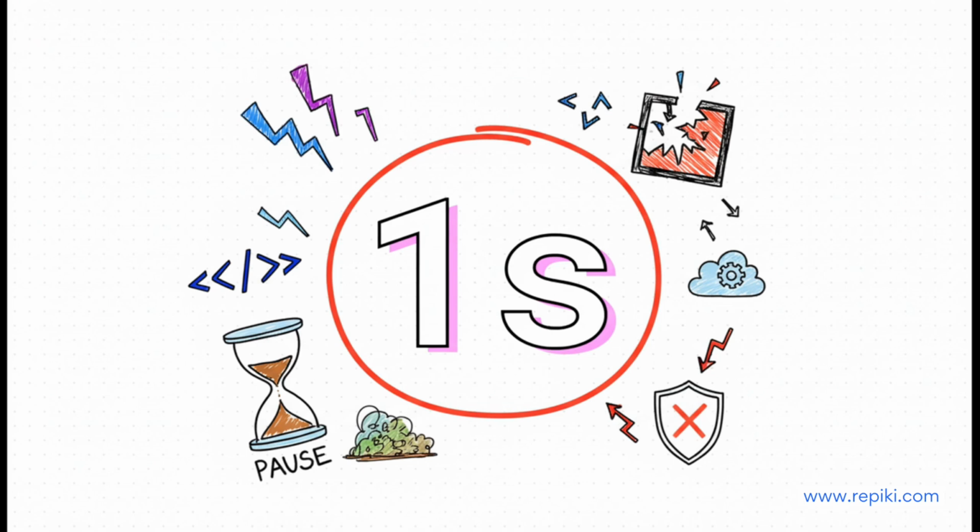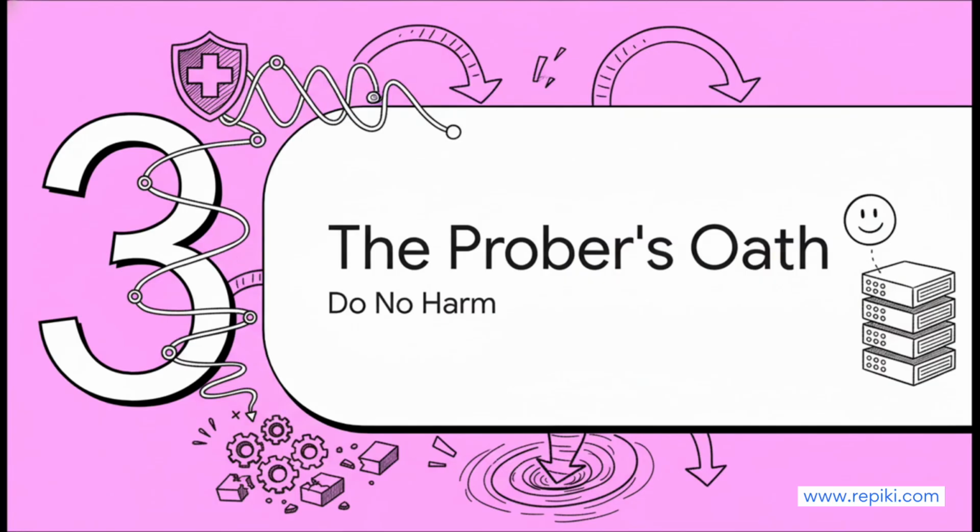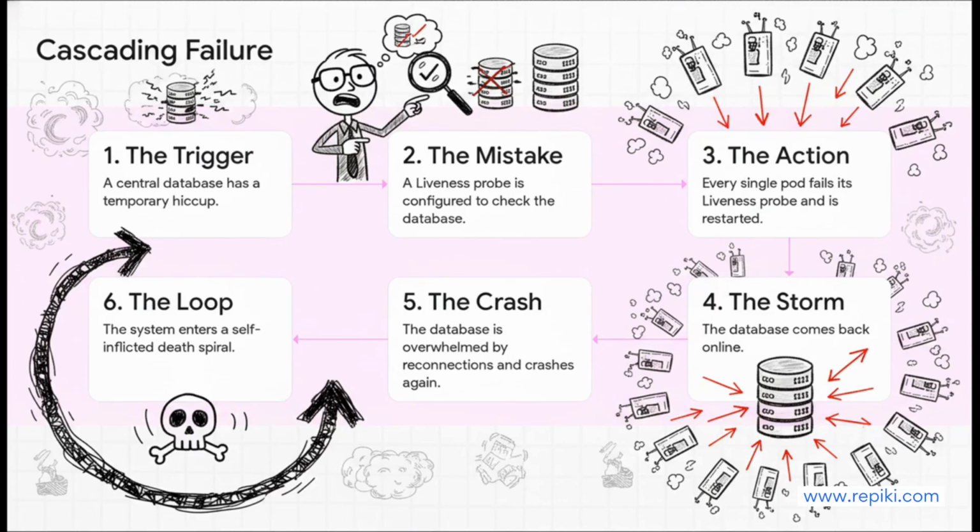The big takeaway here is be very, very careful with this default. It's often too aggressive. And that brings us to maybe the most important principle of all when you're setting up health checks. First, do no harm. It is surprisingly easy to configure a probe that, with the absolute best of intentions, can actually bring your entire system to its knees. This is what we call a cascading failure. Let me just walk you through this horror story.